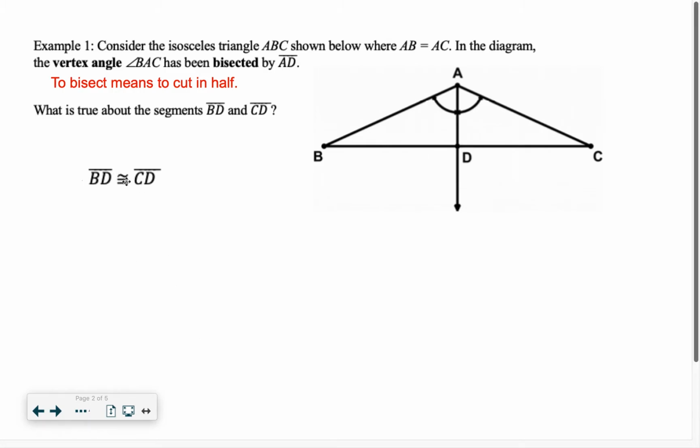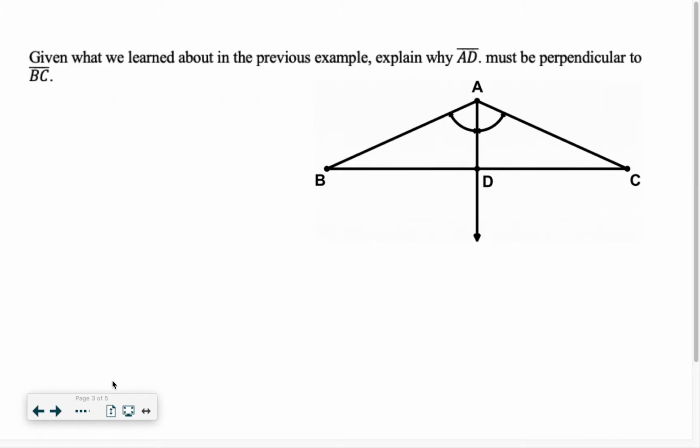Notice that I'm using this symbol. It means congruent. If you wanted to say they were equal, then we would talk about their measures. Their measures, the lengths, are equal, but those segments are congruent. Notice the subtle change in language there, okay? So, awesome. Let's move on.